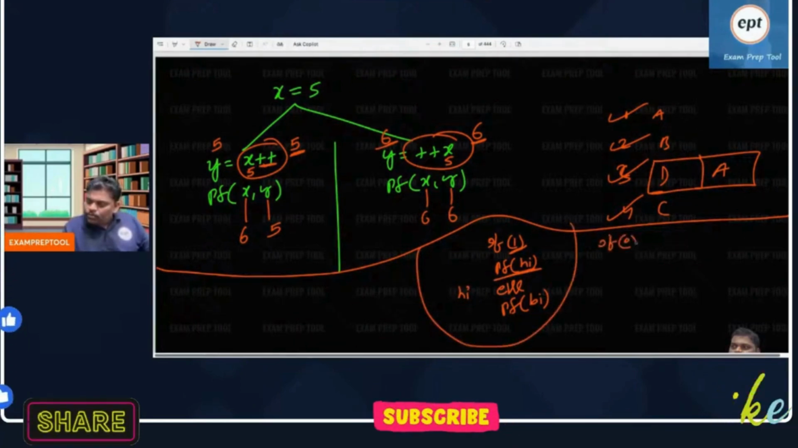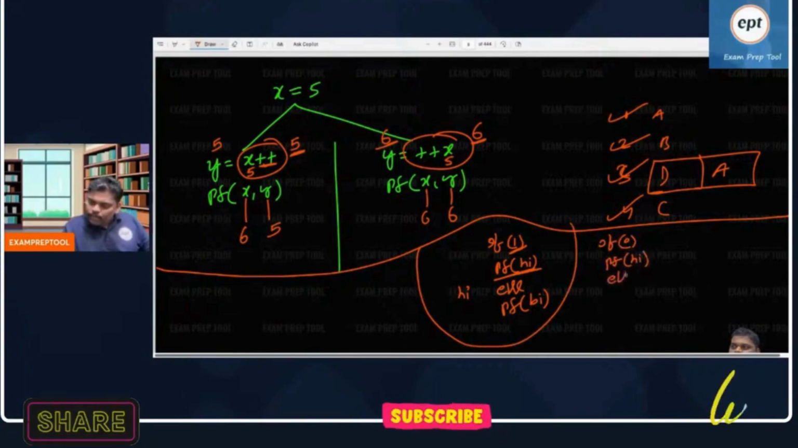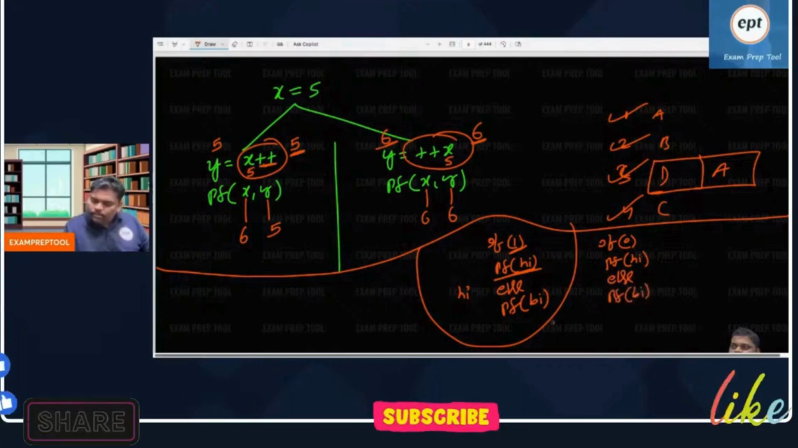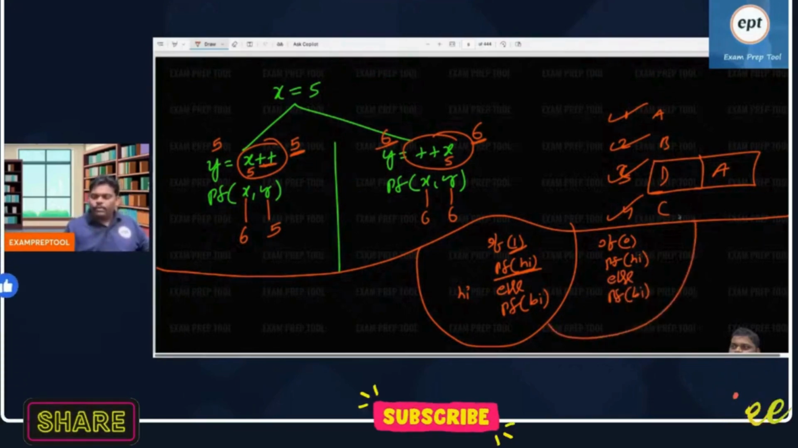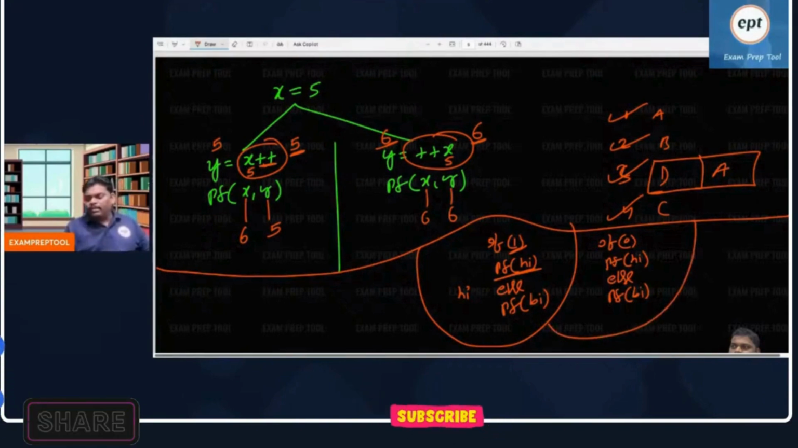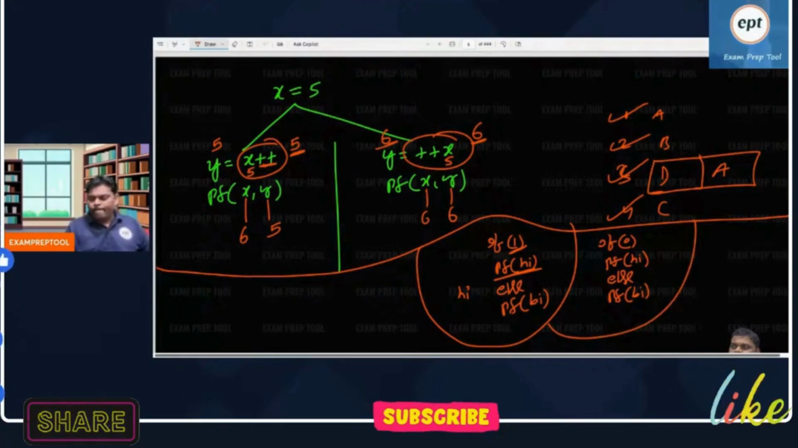If 0, print high, else print bye. What is the answer? If 0 means fail. If the condition fails for 0, so what is the answer? Bye will be printed.